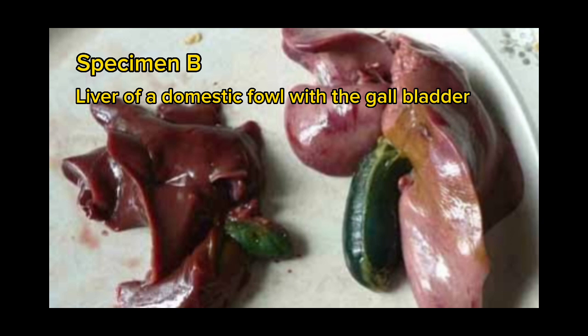There are three organs in the body that have lobes or divisions: the brain, the lungs, and the liver. The liver has two divisions in the domestic fowl, but in mammals like humans, it has four divisions. Because we're talking about the domestic fowl, it has two divisions. That is why we say it is a bilobed organ. And where is it located?